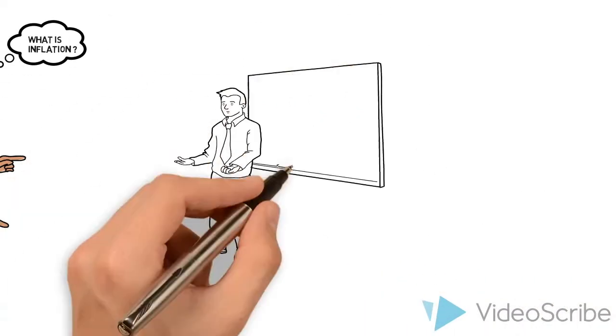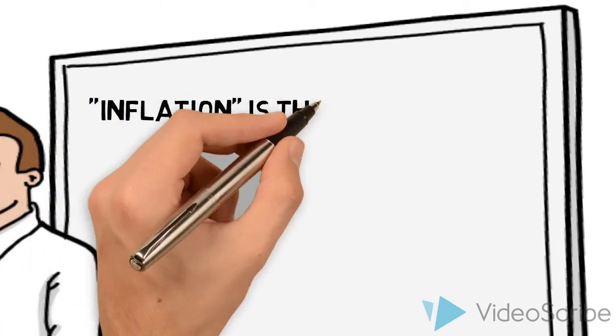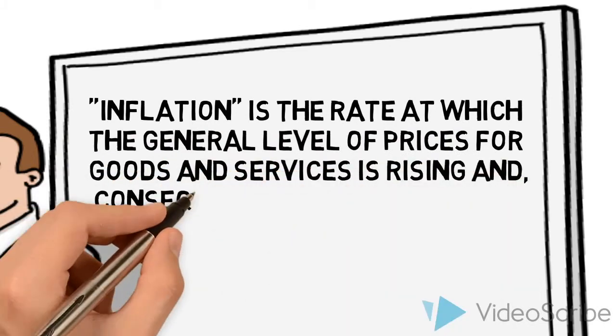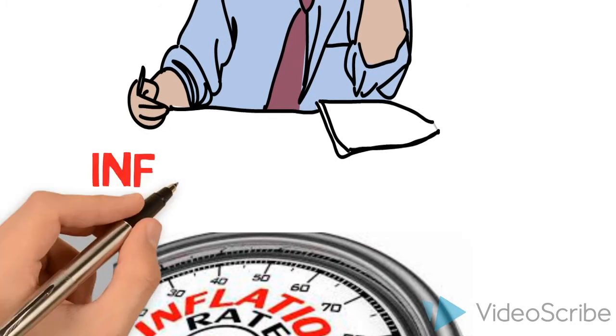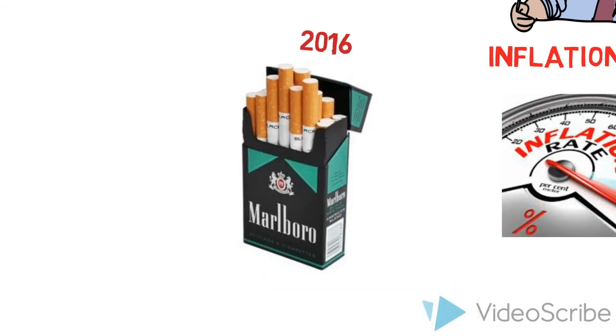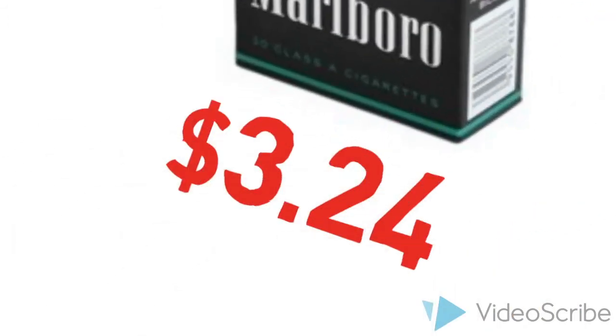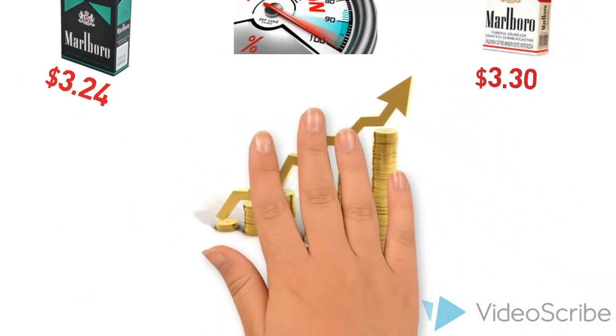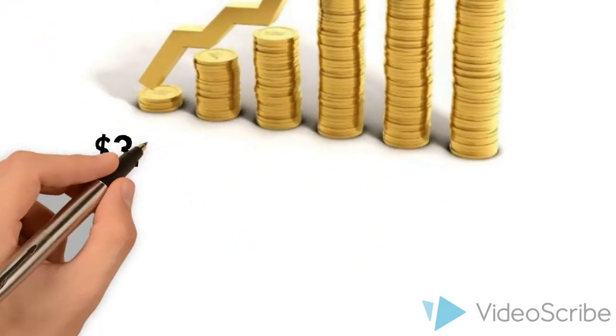So what's inflation? Inflation is the rate at which the general level of prices for goods and services is rising, and consequently the purchasing power of currency is falling. For example, if the inflation rate is 2%, then a pack of cigarettes in 2016 costing $3.24 will cost $3.30 next year, in 2017. As goods and services require more money to purchase, the implied value of that money falls.